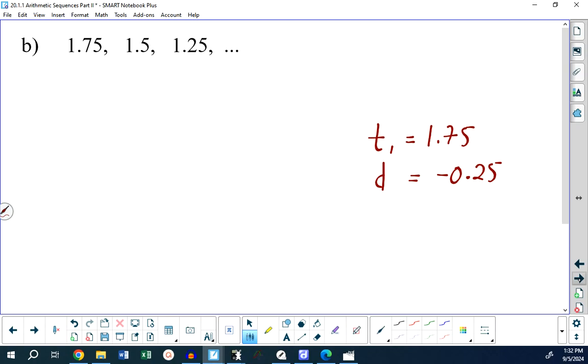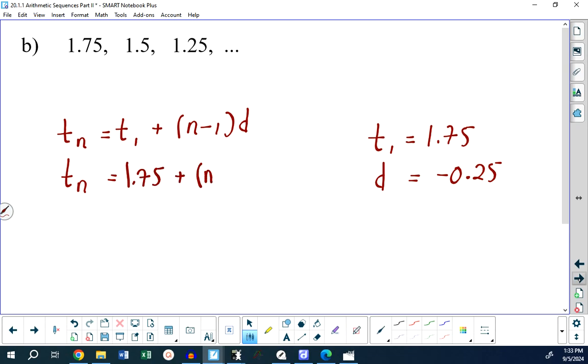Here's my general term formula. So I put in the parameters. I never put numbers in for the variables when I'm finding the equation. So if it says find the 40th term, I'm not going to put 40 in for n now. I want to get the equation first. So it'll be 1.75 plus n minus 1 times negative 0.25.